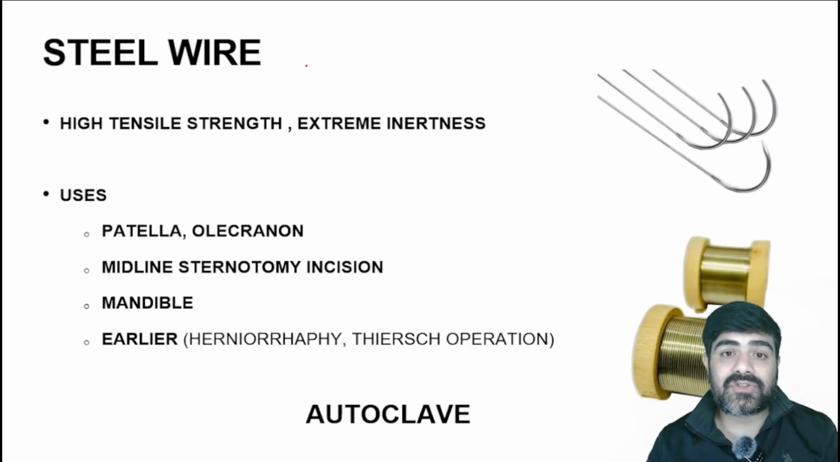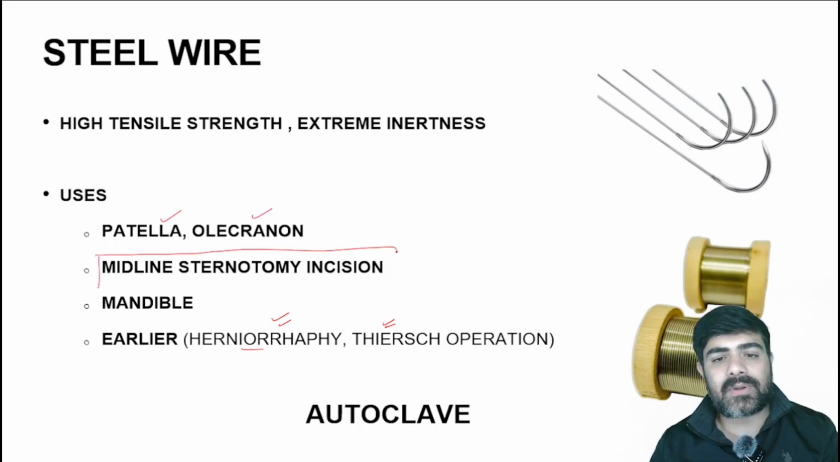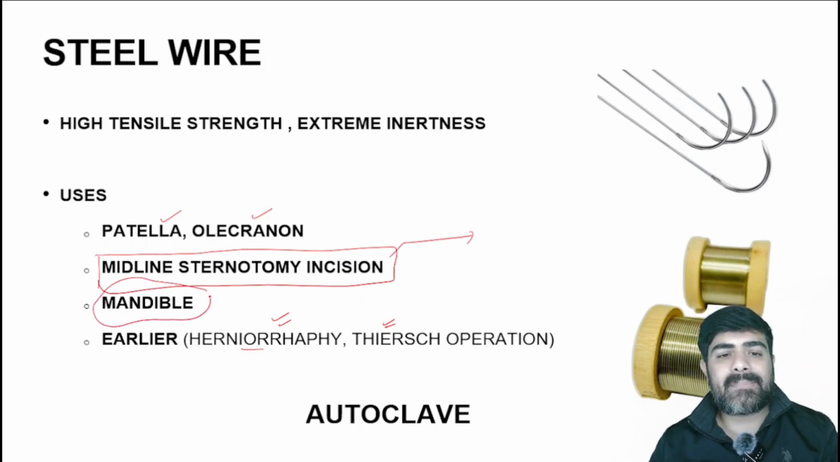So steel wire is also used as suture. Previously, it was used in herniorrhaphy and Shirodkar repair. Nowadays, it is not used there. Nowadays, it is used for patella fracture, olecranon fracture, and other fractures in orthopedics. And in surgery, it is used in midline sternotomy incision closure after open heart surgery, and it is used for mandible fractures also. So this is where it is used nowadays. It has high tensile strength and extreme inertness, and it is sterilized with autoclave.